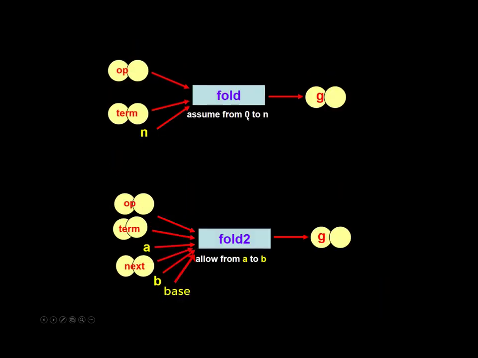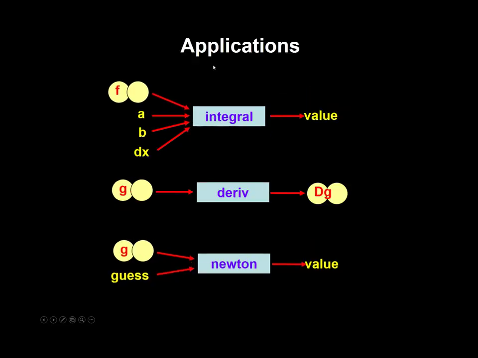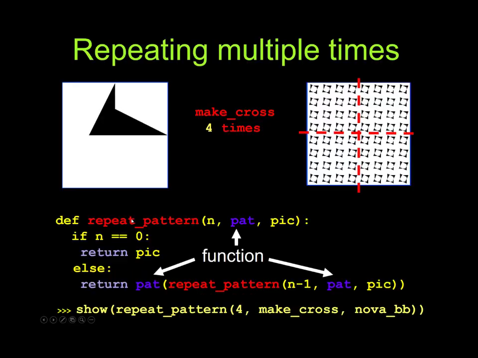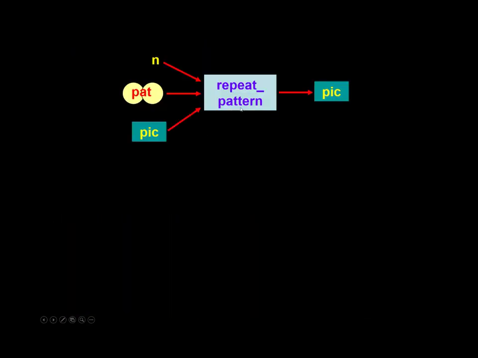For, assume we work from 0 to n plus 1 terms with the function to produce a function. For allows operation from a to b on each of these terms and using this next function to produce another function. We also saw some higher order functions: integral using sum, derivative, and Newton using the derivative. This was an old slide that we have, the repeat pattern, which is also a higher order function. It outputs a function. In that repeat pattern, we take in n number of times to repeat and the pattern to work on the picture, to produce a picture.